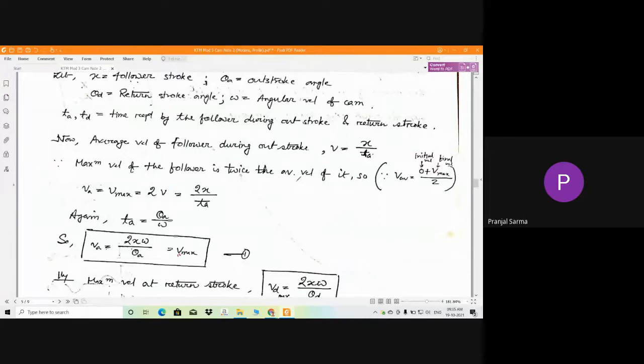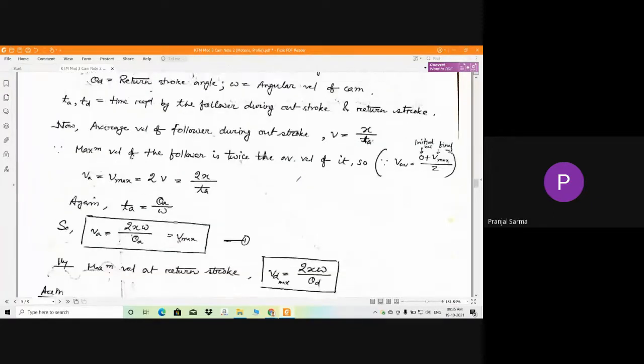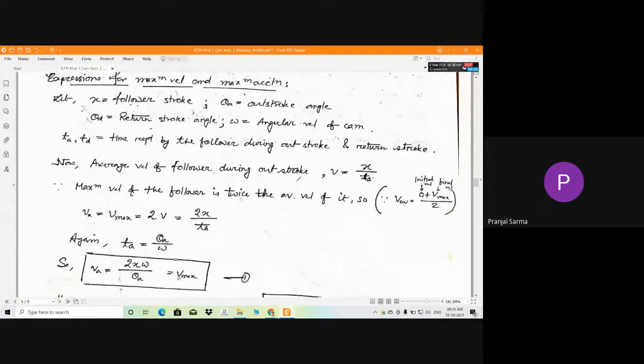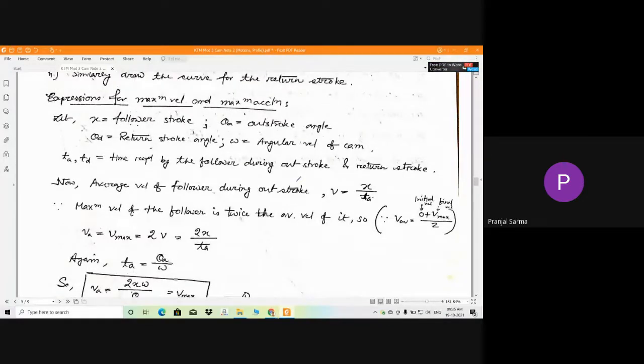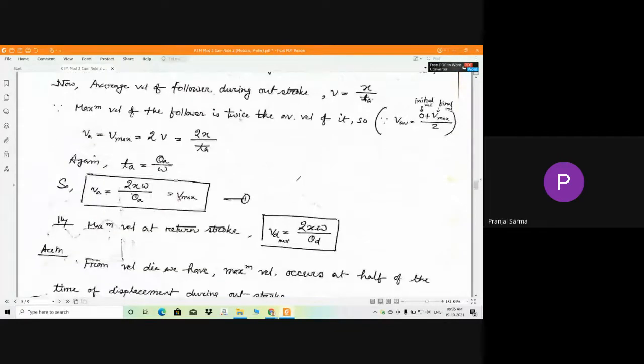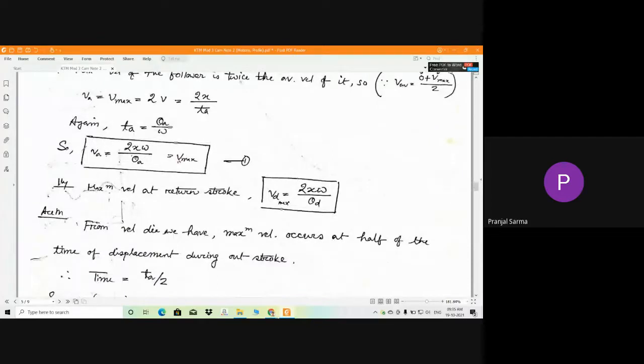Now I have shown how to get the expression for maximum velocity and acceleration for this particular case, and this we have already discussed. Now you can get some expression. This expression will be helpful, you can directly apply it. This is suffix a, this is for your second stroke.